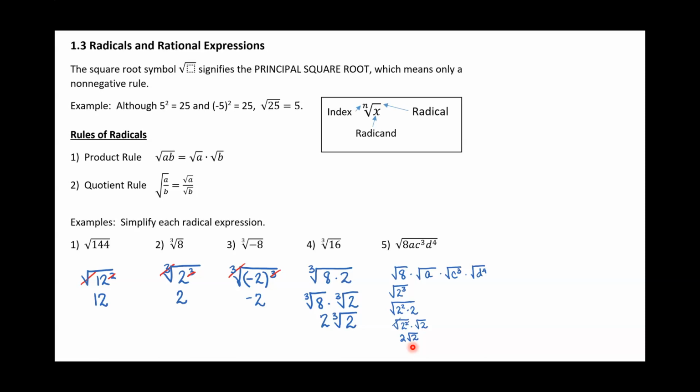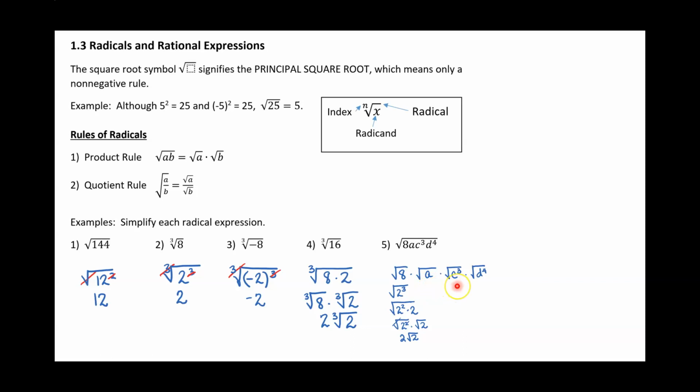All right, then I look at the square root of a. The only way that I can eliminate that square root is if I have a squared. Since I don't have a square, there's really nothing I can do with that. All right, so let's move along to the next one.